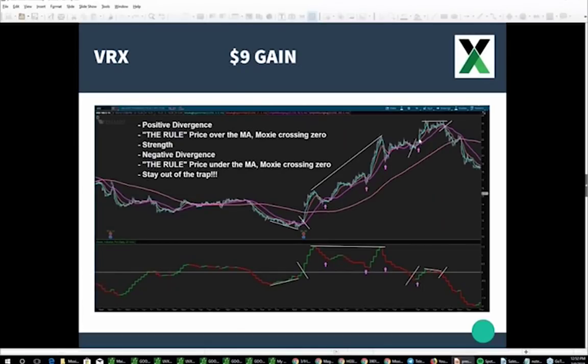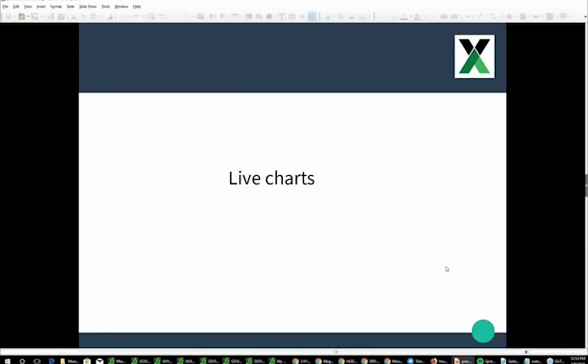And sure enough, price runs a little bit, but now we get this topping pattern up here. Price can't get any further. Look what happens to the Moxie indicator. It starts to roll over. This gives you a real heads up, because this should be climbing if that price is going to keep going. And then once again, same rule. Price crosses the moving average, indicator crosses zero. Same rule every time.